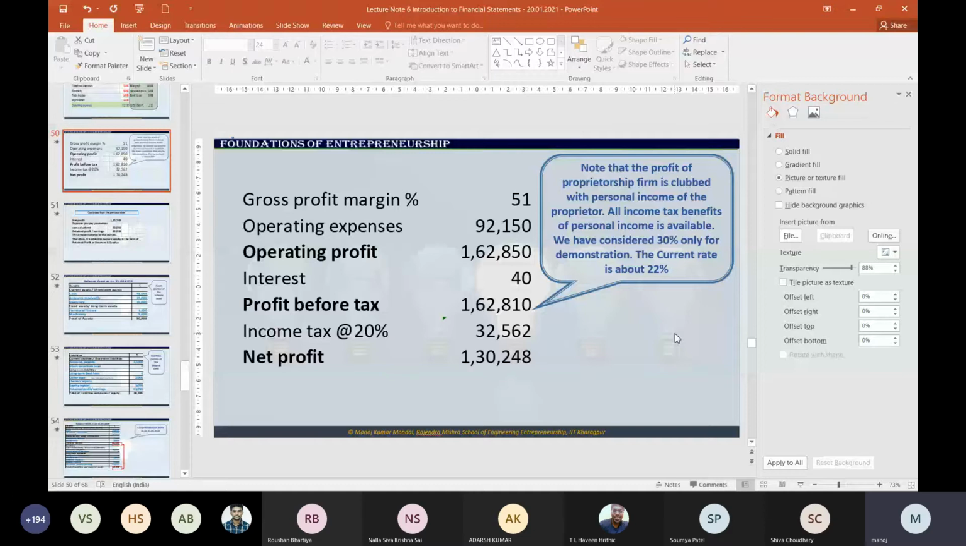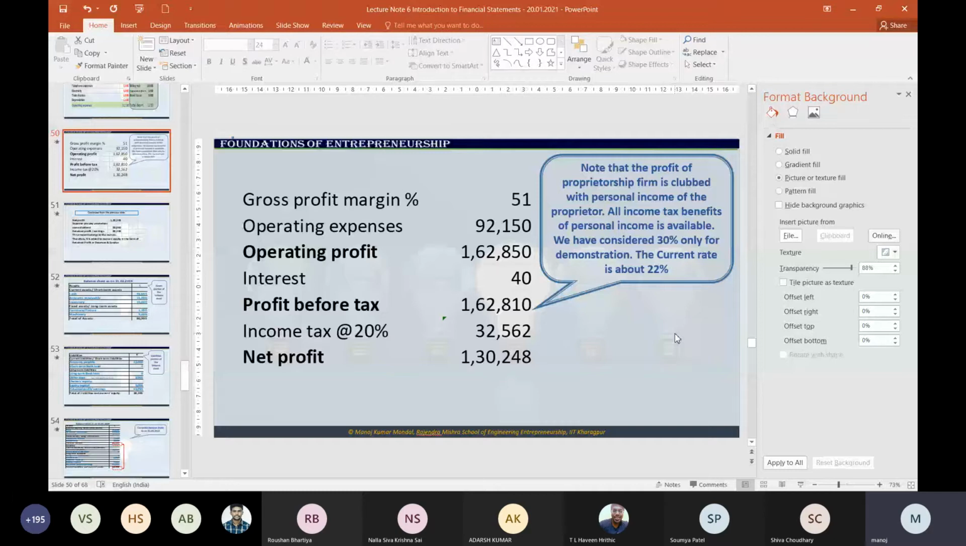This is the money that belongs to the owners. Even though we made a gross profit of 2,55,000 rupees, that money does not belong to you. Those belong to the company. Now, after all the expenses, the company tells you that I am now left with 1,30,248. This belongs to the owners. So this belongs to you. The business is telling you that this money belongs to you. You can do anything with that.